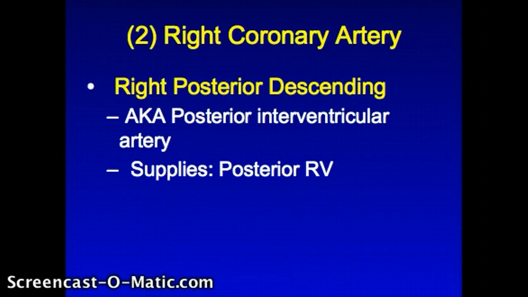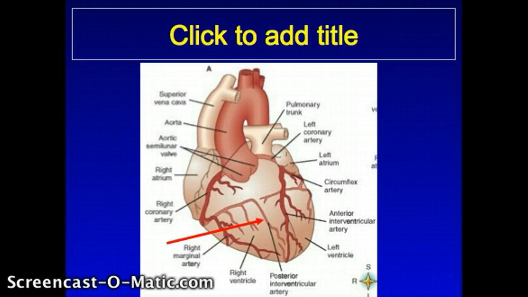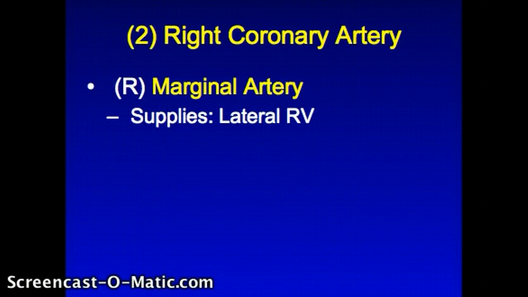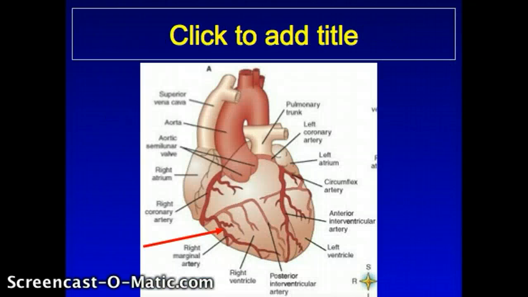Then we have the right posterior descending, which is part of the right coronary artery, and it's also called the posterior interventricular artery because it deals with the ventricles as well. It supplies the posterior, which, remember, means the back of the right ventricle. And you can see that one here running down kind of the center. This is the back view of the heart. Then we have the marginal artery that gives the rest of the ventricle, the lateral right ventricle, the coverage that it needs. You can see that one right there.